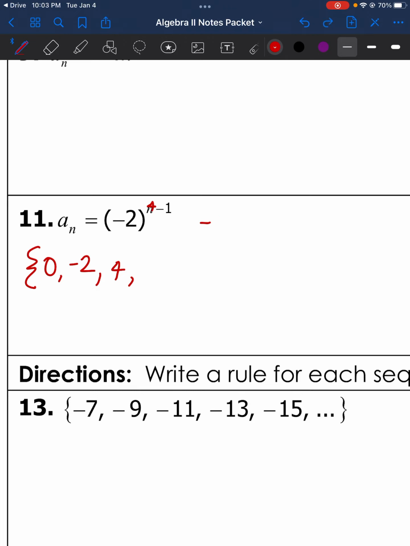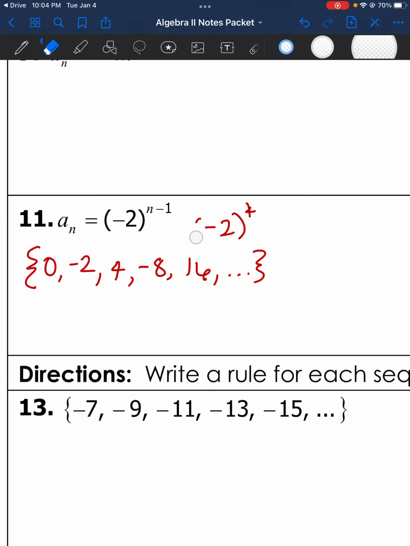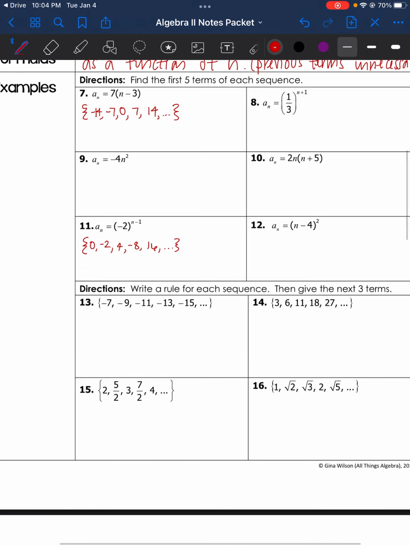Negative 2 raised to the third power, or negative 2 cubed, is negative 8. 1, 2, 3, 4. Last one here, n is going to be equal to 5 because we're looking at the fifth number in line. 5 minus 1 is 4. Negative 2 to the fourth is going to be positive 16. Okay, and then we'll keep that pattern going there. And there's our first 5 terms. Again, these are just dependent on what spot in line we are. That's all that matters. We're not looking back at the previous number.